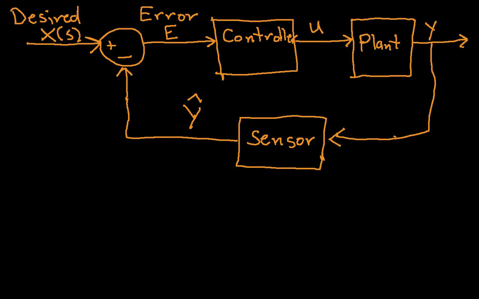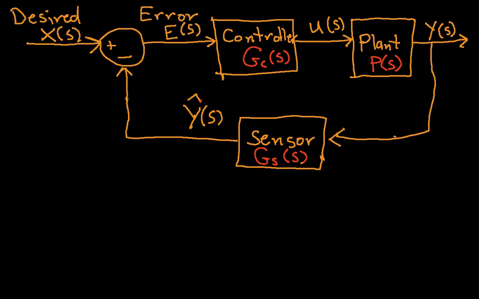We'll assume that the controller has a transfer function Gc of s. We'll call the transfer function of the plant P of s, and we'll call the transfer function of the sensor Gs of s. Okay, so we have all of these things, and I should point out all of these are defined in terms of the Laplace transform, so these are all functions of s.